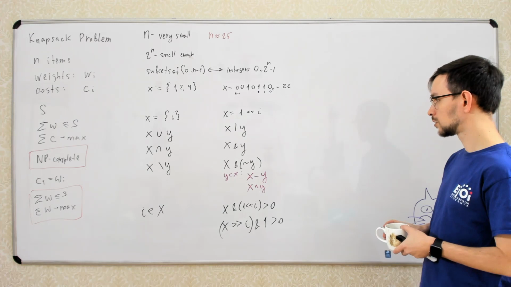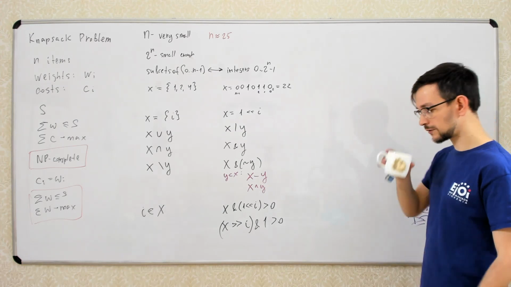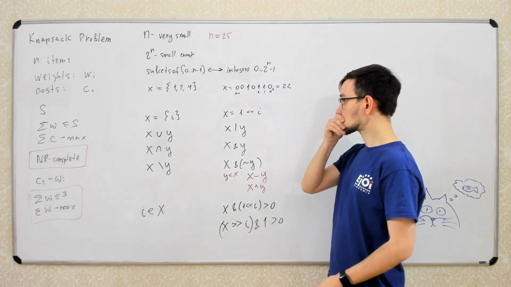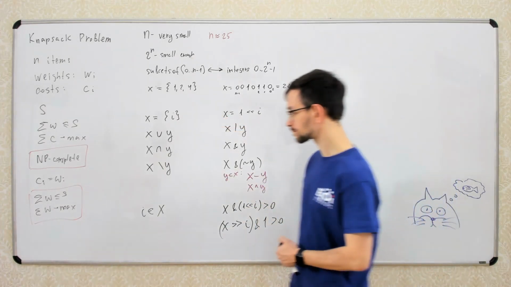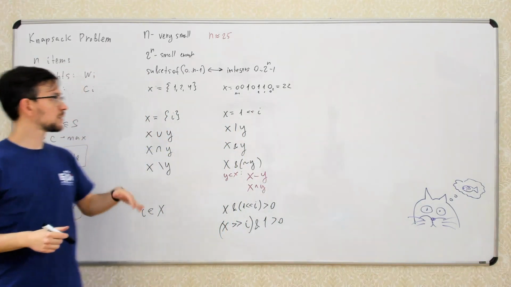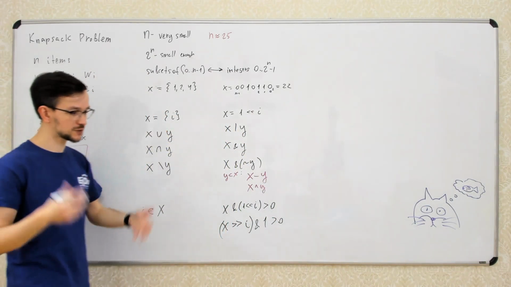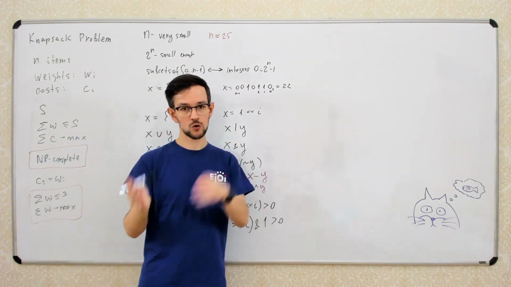Good. I think it's good now. Now, how to solve the problem? Again, we just simply iterate over all possible subsets of n elements, and for each subset, we calculate the total weight, total cost, and get the maximum.